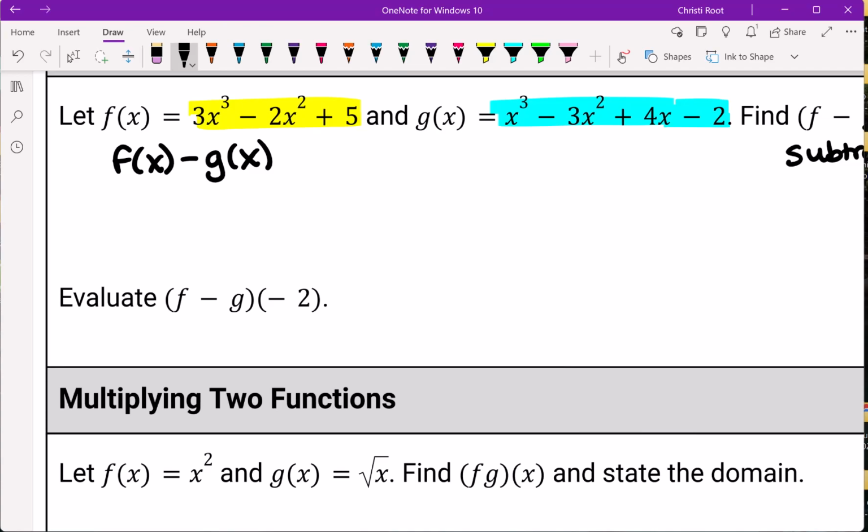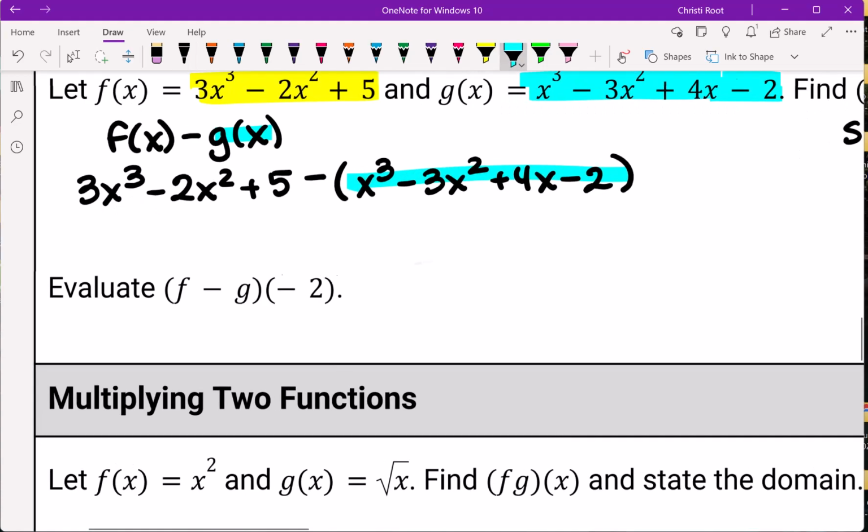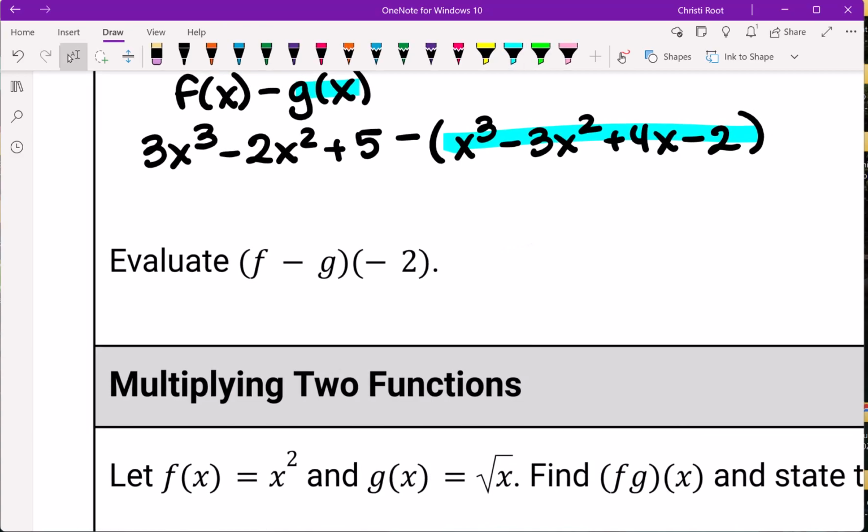Now, replace f of x with the actual function. So I'm going to write 3x to the third minus 2x squared plus 5. Now remember, I have to subtract the whole entire g of x function, so I'm going to have to put that in parentheses. It's all one group: x to the third minus 3x squared plus 4x minus 2. Everything in the parentheses will need to change its sign because I am subtracting.